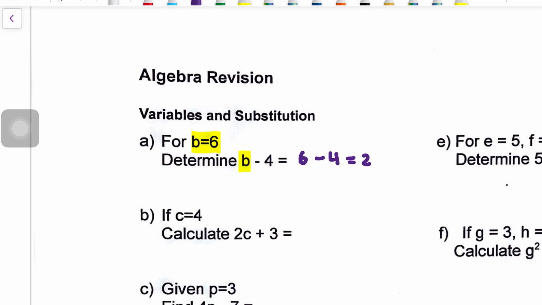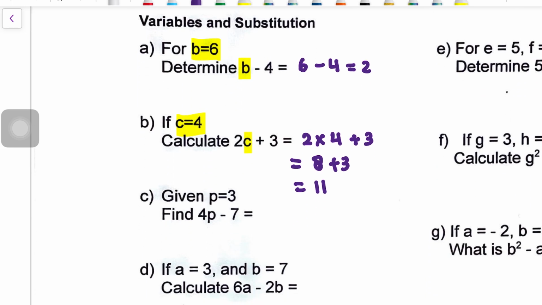Use the same technique, we are going to answer question part B. If c is equal to 4, what is 2c plus 3? 2c means 2 times c, and then plus 3 to it. So 2 times c, so 2 times 4, because c is equal to 4, and then plus 3. So that will be 8 plus 3, which is 11. Okay? All right, part C.